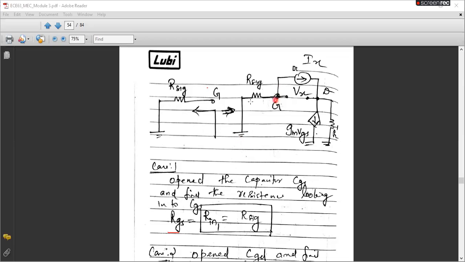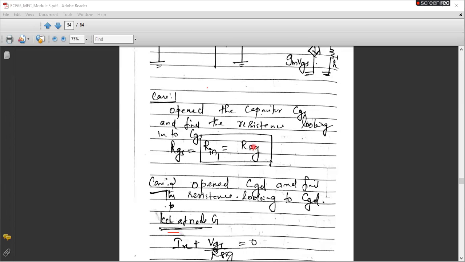What will be the current passing through RSIG in terms of the voltage? What is the voltage? VGS, right? The voltage at the gate terminal is VGS because the source is ground. So VGS by RSIG is the current flowing through RSIG. And another current we have is IX, which is also away from the gate. So the two currents we need to add together and put as 0.